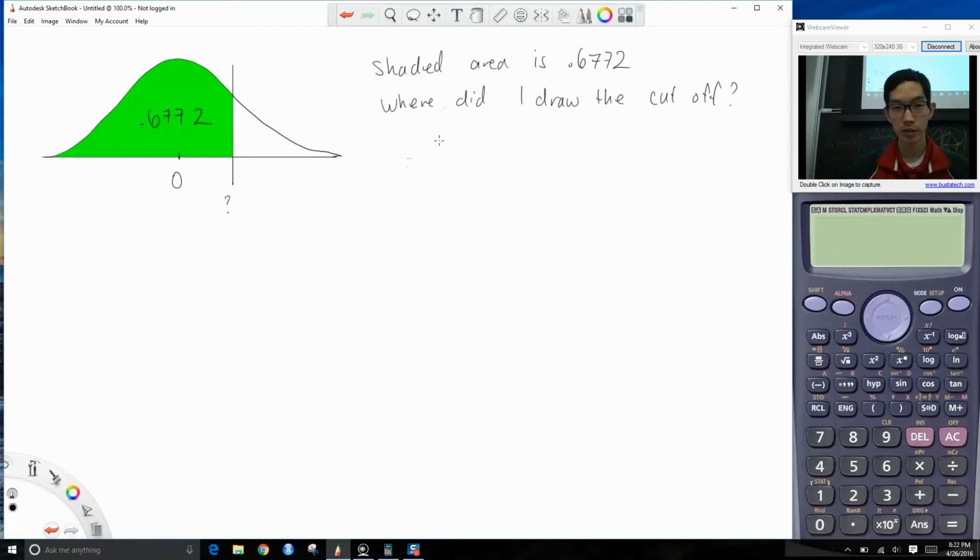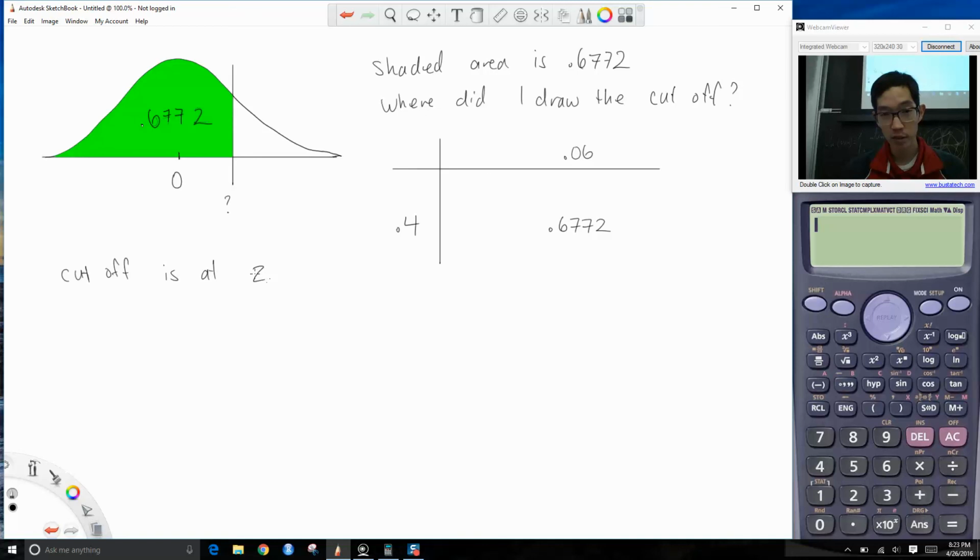Okay, 0.46. So when I find 0.6772, I find that this is in the row 0.4, the column 0.06. So my cutoff is at z equal to 0.46. Is that okay with you guys? So this time I gave you the area, and I'm asking where I drew the cutoff, okay?